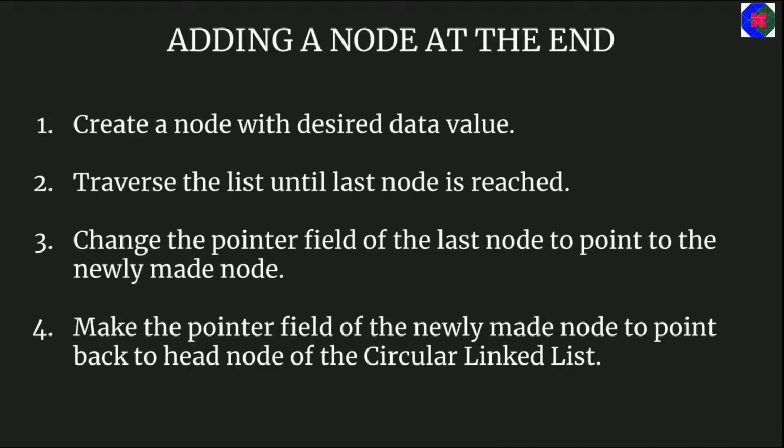Next comes adding a node at the end. For this, we first have to create a node again with the desired data value. Now we have to traverse the list until we reach the last node. Then we have to change the pointer field of the last node to point to the newly made node, and we have to make the pointer field of the newly made node point back to the head node of the circular linked list again.